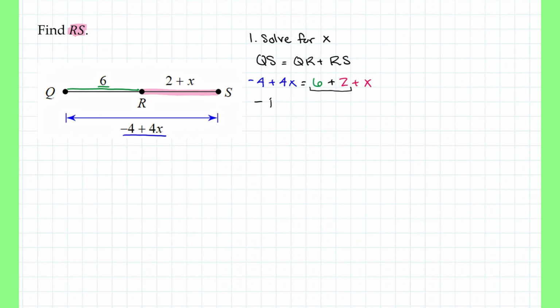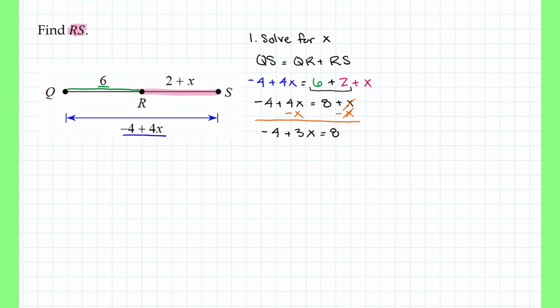From here, we're going to solve for x, so we're going to combine our like terms. So I have -4 plus 4x equals 8 plus x. We're going to use our inverse operations to combine our variables. So I'm going to take minus x from both sides. We have -4 plus 3x equals 8.